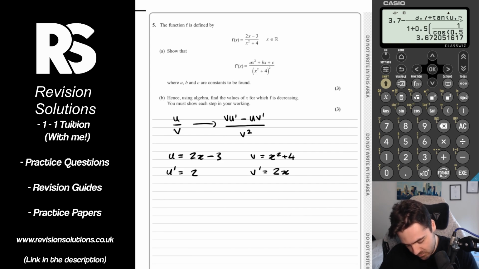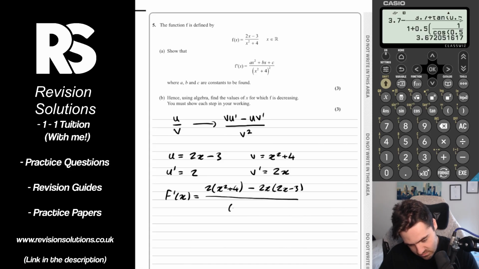Then plugging into the formula, that would give us f dash of x is v times u dash, so that's 2 lots of x squared plus 4, minus u times v dash, which is 2x times 2x minus 3, all over v squared, which is x squared plus 4 all squared. So we've already got the denominator of our answer.